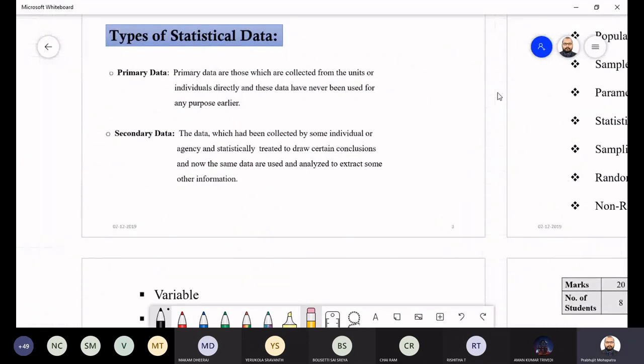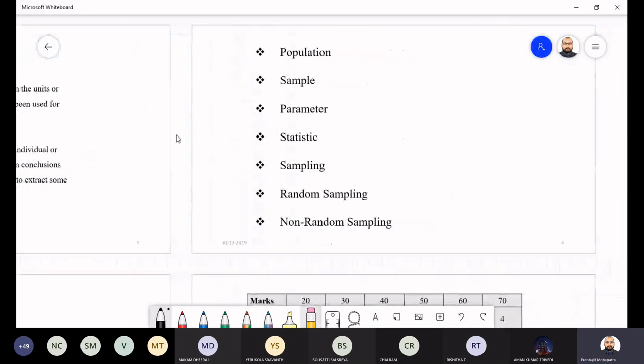The primary data is when you are collecting directly, which is collected from the units or individuals directly. Secondary data is when someone has collected the data, an individual or agency, and it has been statistically treated to draw certain conclusions. Now the same data you use to analyze for some other information. So first you collect, and after that, the second time you do some analysis, that is called the secondary data. And you are having some terminology there.